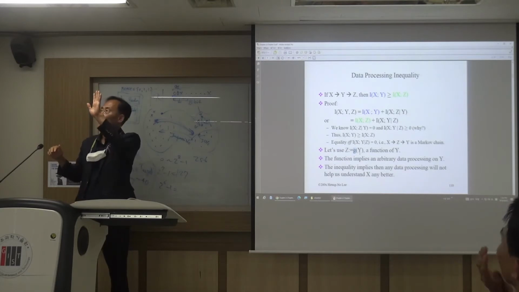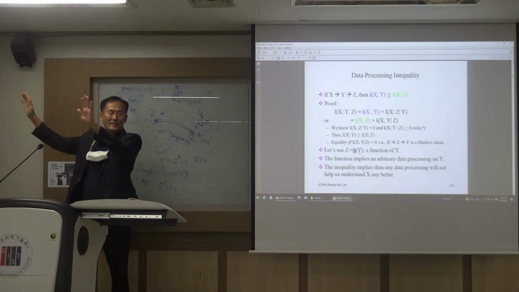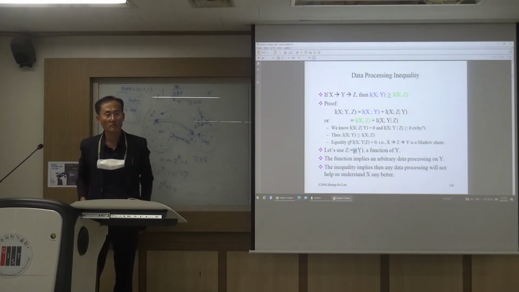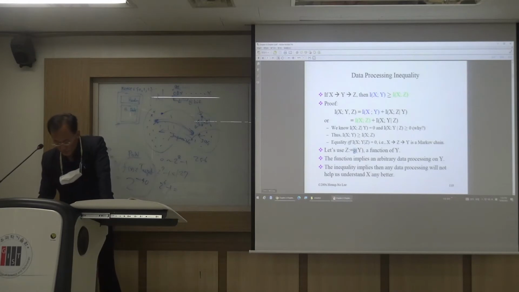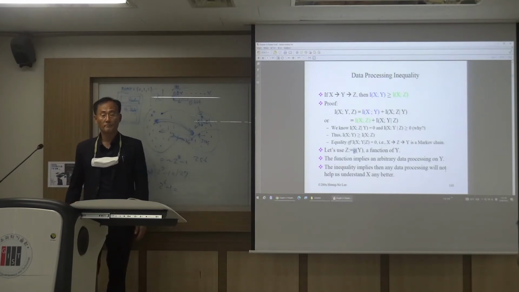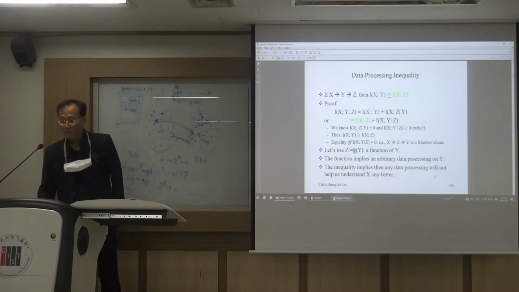Okay? The mutual information between the inference variable X and the neural network that you have designed, right? The best this neural network can do is the mutual information between X and the data. That's what it is, okay? So the function implies an arbitrary data processing on Y. The inequality implies that any data processing will not help us understand X any better, okay? So that's a good summary. Okay?